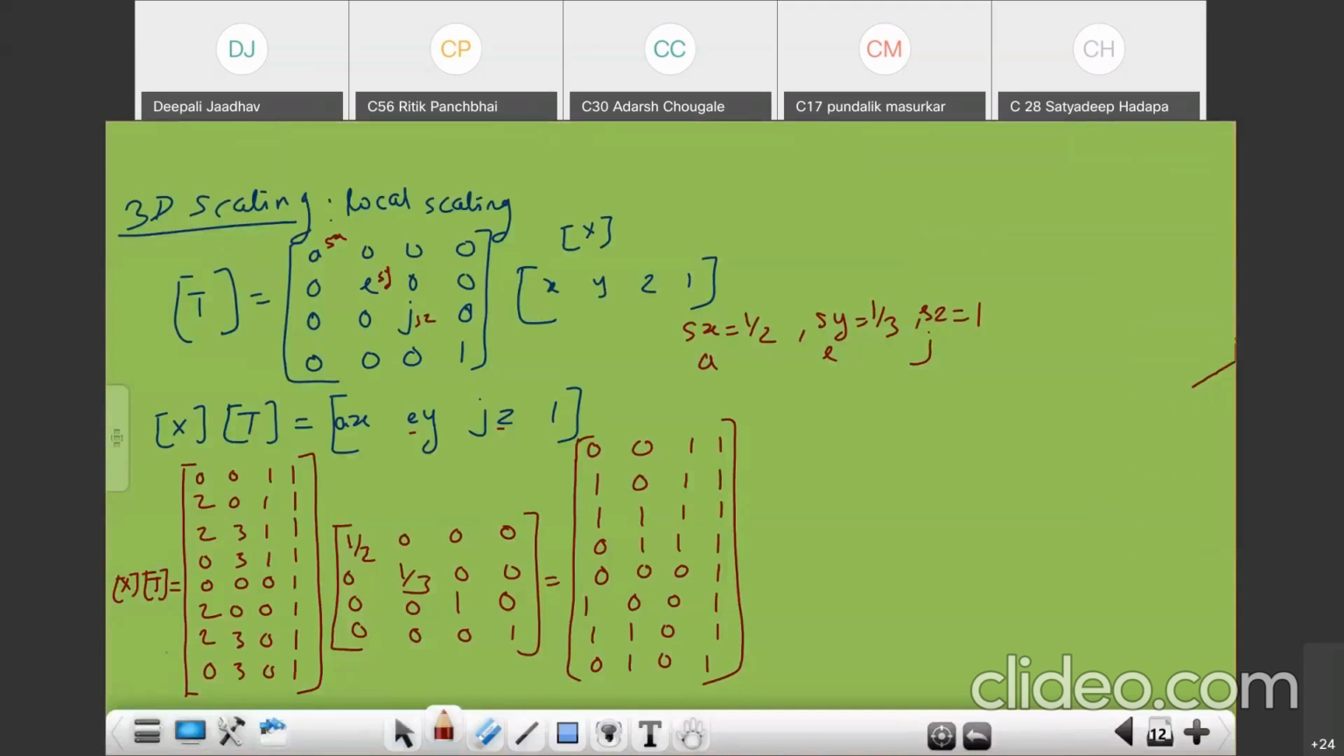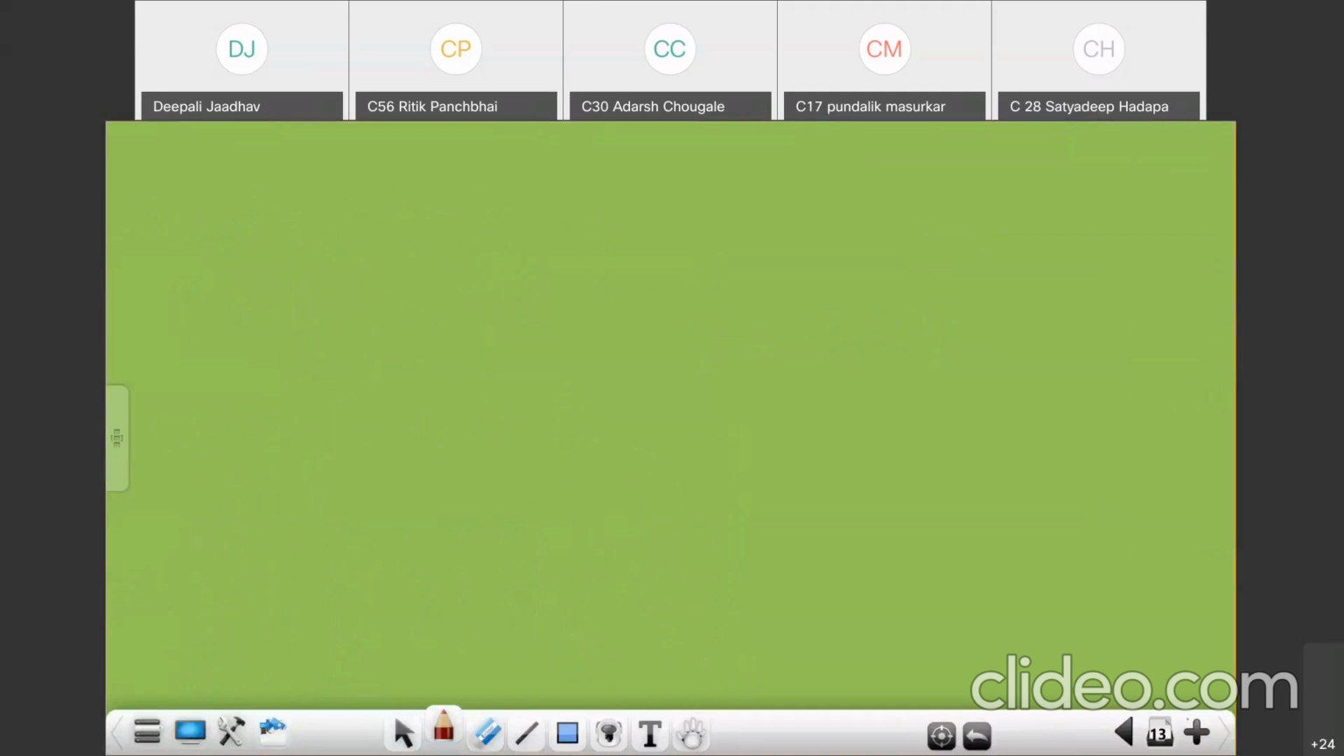Next, we consider another overall scaling. Now, for overall scaling, which element is used in the entire transformation matrix? The lower right 1 into 1 element, the last one, is used as the overall scaling factor. So I write here: x multiplied with T.